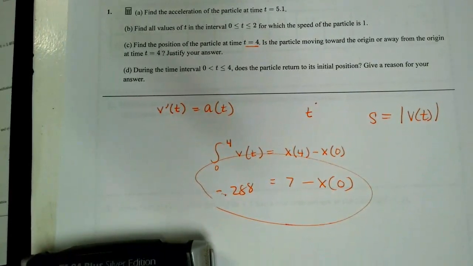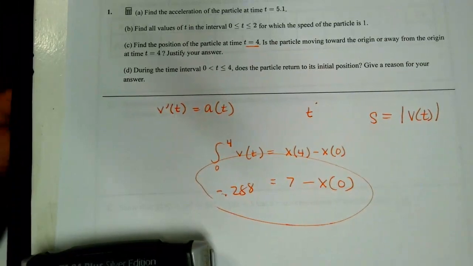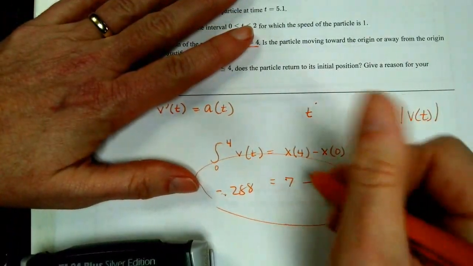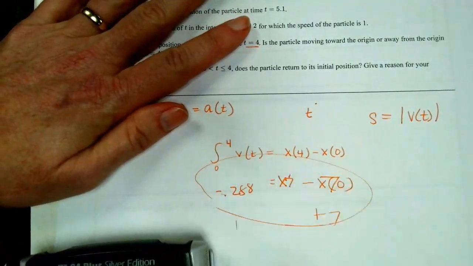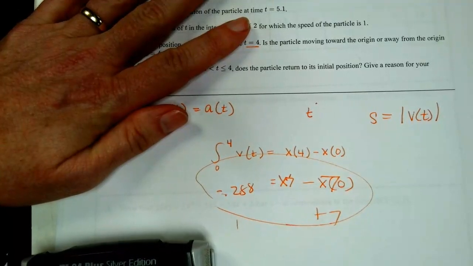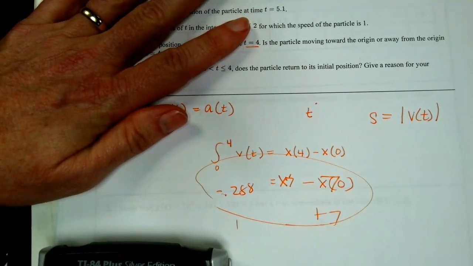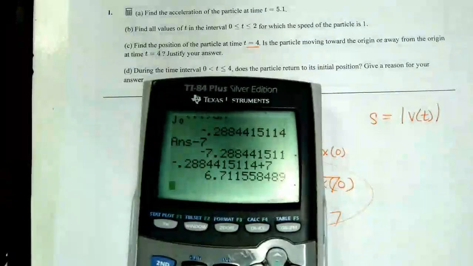So it's backwards. X of 0. Well, no, you're looking for x of 4. It's x of 4 minus 7. Oh, yeah, thank you. You're right. Okay, I got you. This is 7. Okay, so I'm adding 7. Yeah. That makes sense. Okay, so. All right, so I get 6.711.